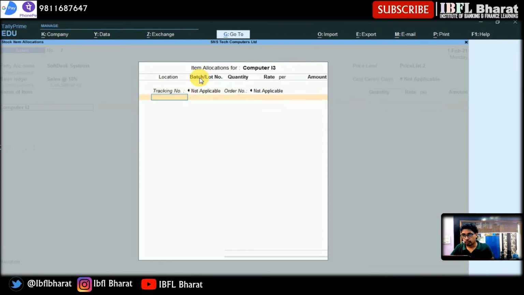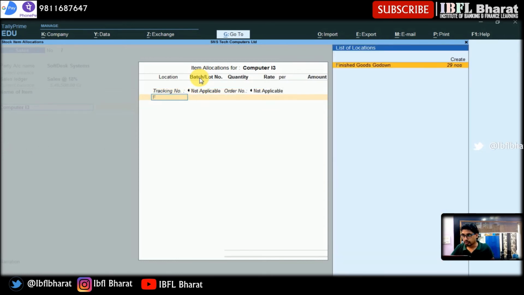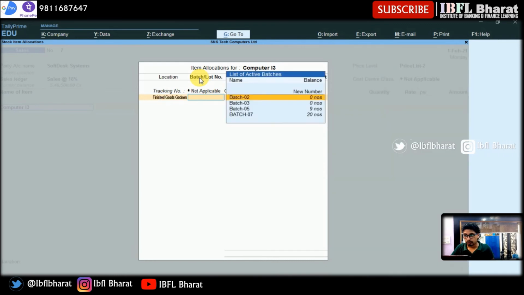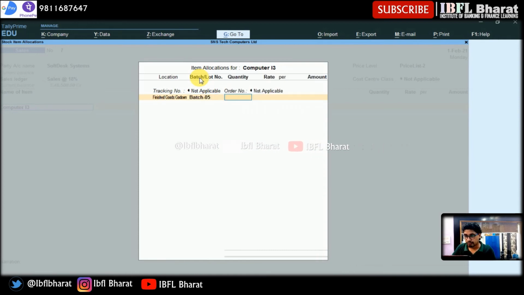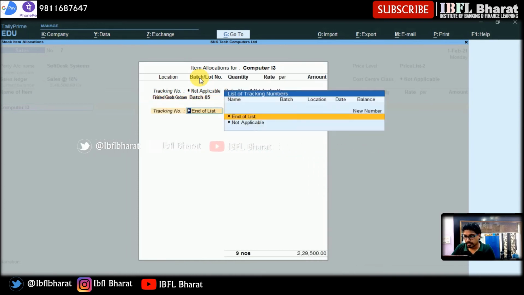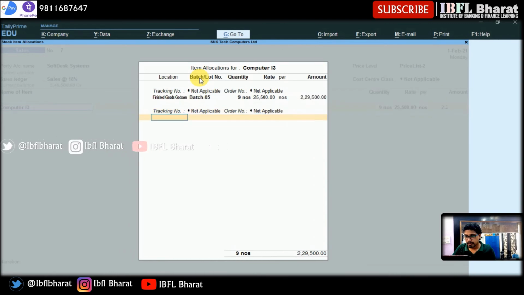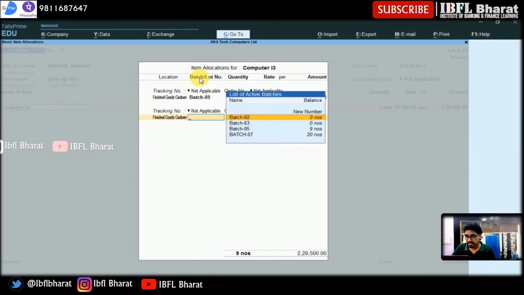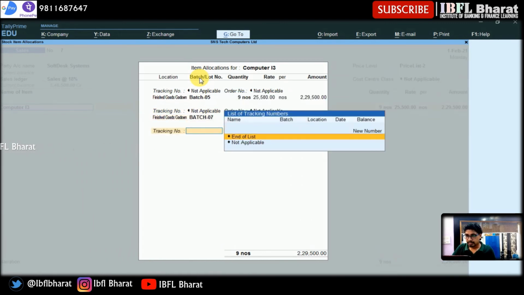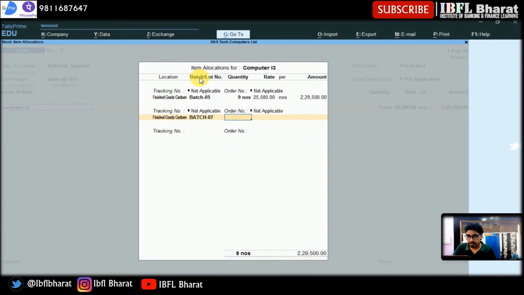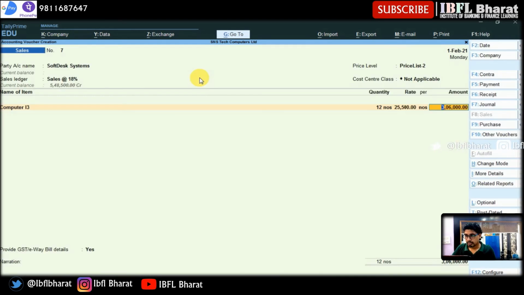No order, no tracking number. Location is finished godown. We have 29, out of which we are selling 12. So we will use batch number 5 for 9 quantity. Okay, again not applicable, and use finished godown, batch number 07, 9, and the quantity is an additional 3. Okay, these will be 12.